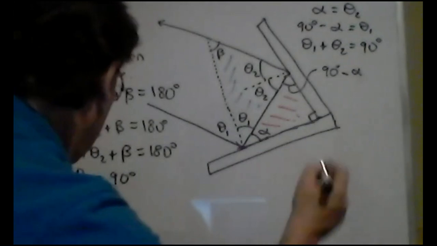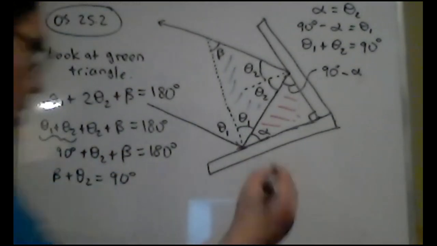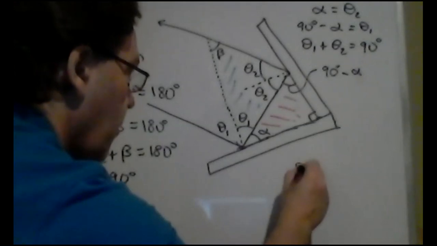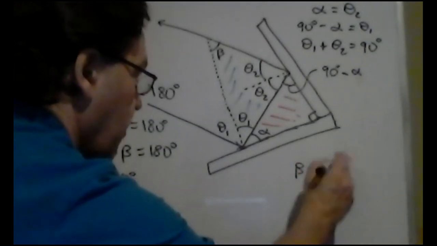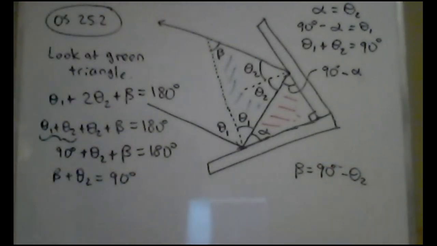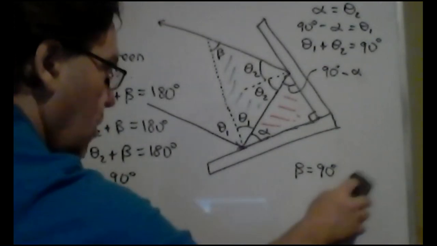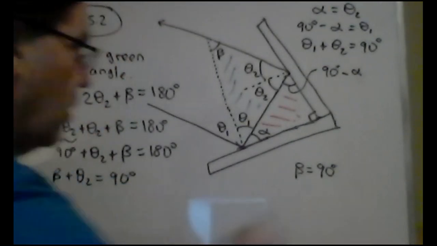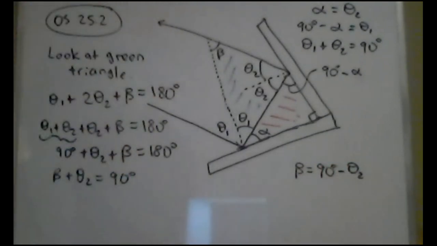So I can say, okay, well, I know that I can write beta another fact as 90 degrees minus theta 2. So I'm really writing beta in terms of theta 1 and theta 2 and numerical angles, if you will. All right. Okay, well, getting close to the end here.